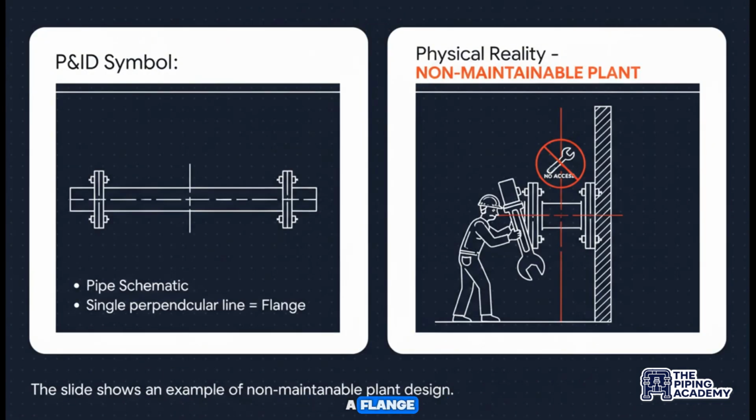It's the same with the flange. On a schematic, it's just a single perpendicular line. In the real world, that flange needs space. It needs space for a technician to stand there, space to operate a heavy torque wrench, and enough clearance to actually pull the bolts out. If you place a flange flush against a wall or right next to a steel beam, congratulations, you've just designed a non-maintainable plant. It's really that simple.